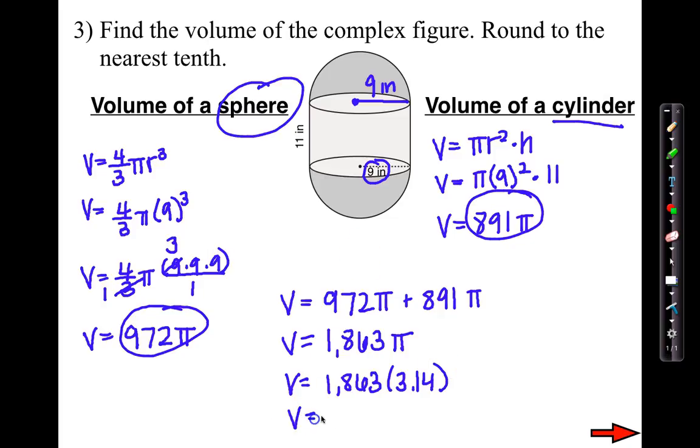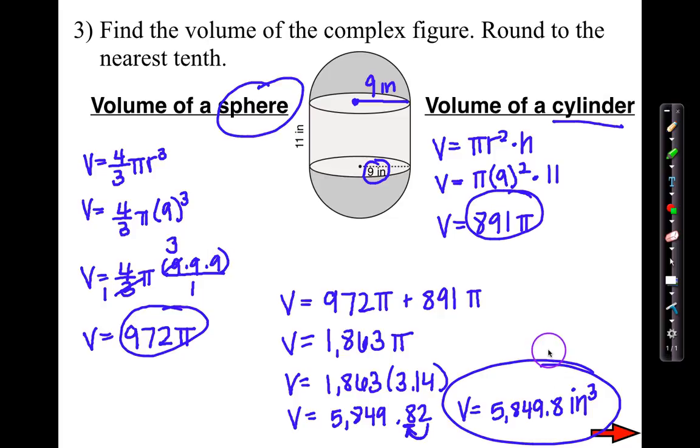which is going to give us 5,849 and 82 hundredths. We're rounding to the nearest tenth. Is this 2 going to make it go up or stay the same? Since 2 is less than 5, we are going to stay the same. So we're going to say the volume is 5,849 and 8/10 inches cubed. And that would be our answer.